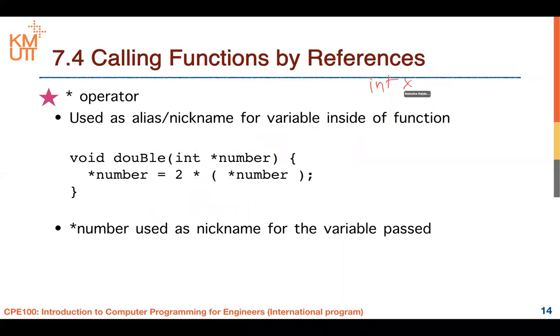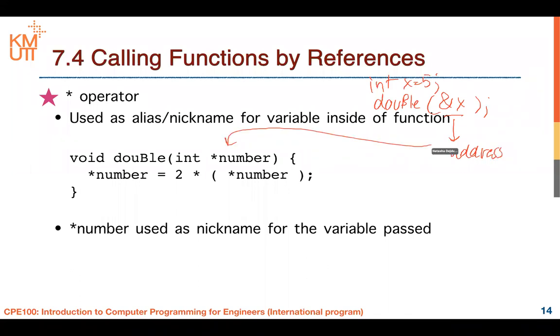Okay, so x is equal to 5. And then you use Double here. And then from the main function, you have to use ampersand x. What does ampersand x mean? The address of x will be sent to here. And then number here is actually a pointer to an integer. Which integer? Integer x.